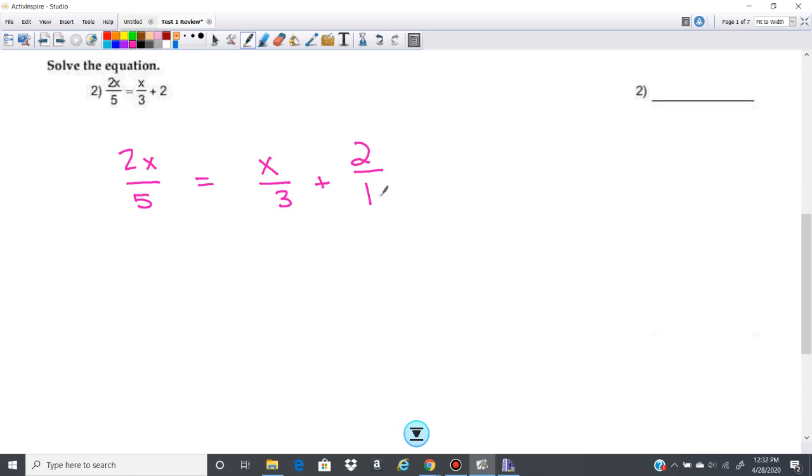Now what I want to do is find the common denominator, which would be the least common multiple of 5, 3, and 1, which would be 15. So what I'm going to do is multiply each part of this equation by 15. And if you want to keep it as a fraction, you can do 15 over 1. That's fine. So 15 over 1.